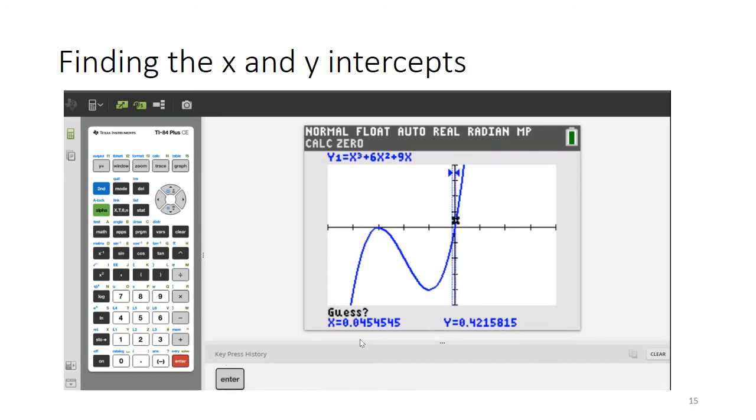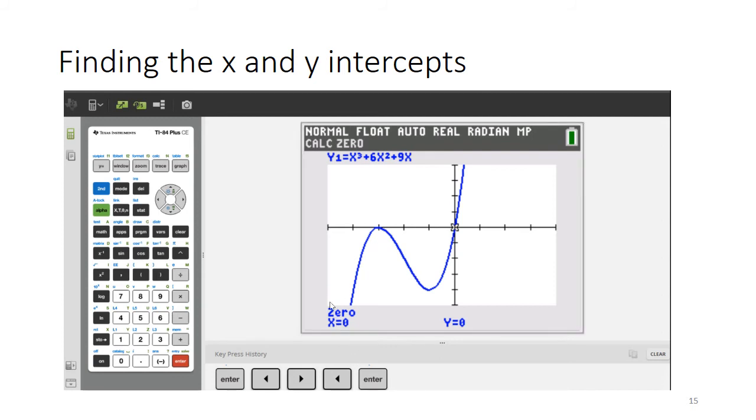Then it wants you to guess. So you move this cross to the point as close as possible to the point that you want it to calculate for. The resolution is not that great, so it looks about there. Then I press enter. The calculator will give you the coordinate of the zero, which is at 0, 0.